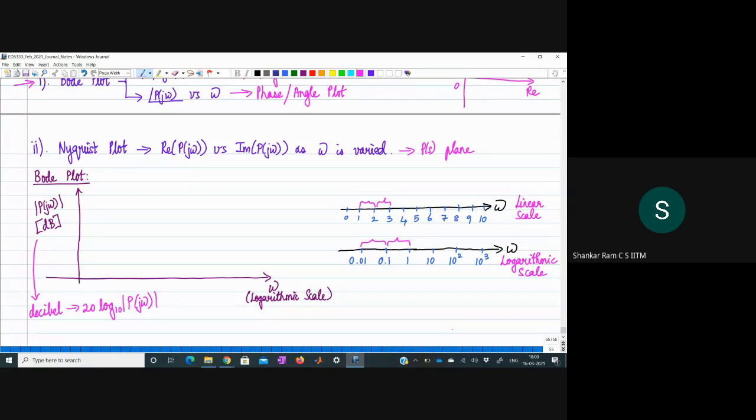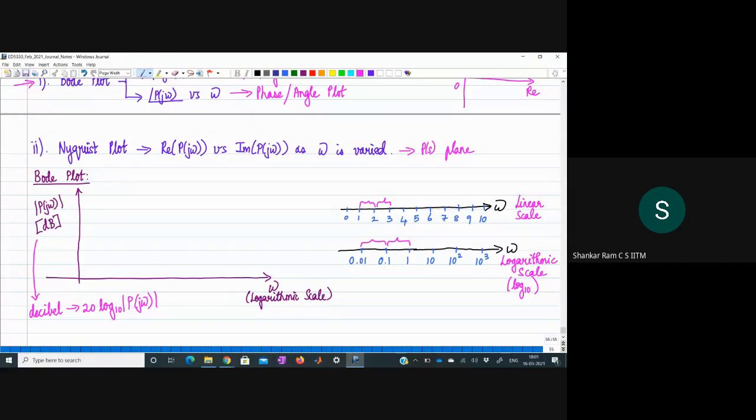Of course, in this discussion on frequency response, we will be taking the logarithm to the base 10 by default. So from here onwards, I will just write log. Log will mean it is logarithm to the base 10. Please remember that.